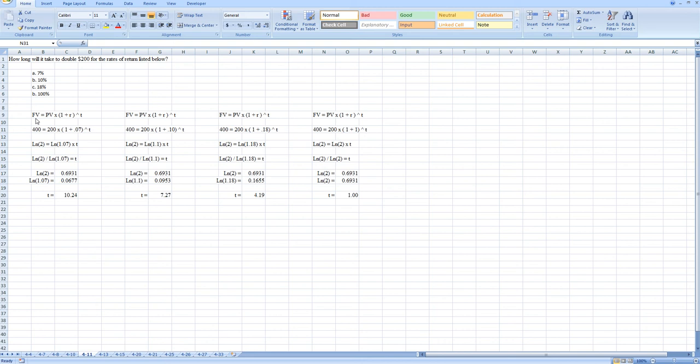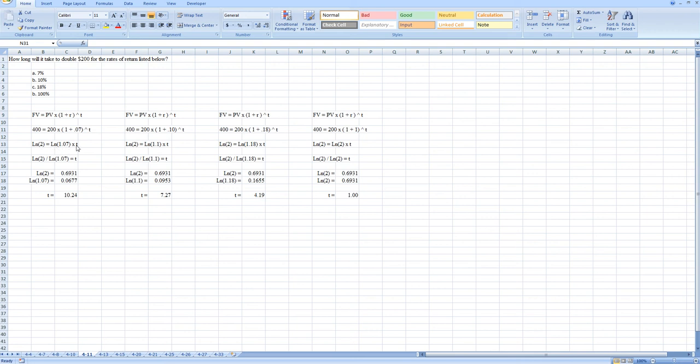For A, we'll identify that the future value is equal to present value times 1 plus r to the power t. We can put 400 and 200 in there times 1.07 to the t. So our unknown value t is what we're solving for. Really quick, if we divide 200 into 400, that just gives us a value of 2. So then we're left with 2, and we'll just take the natural log on both sides. So we're left with the ln of 2 is equal to the natural log of 1.07 times t.